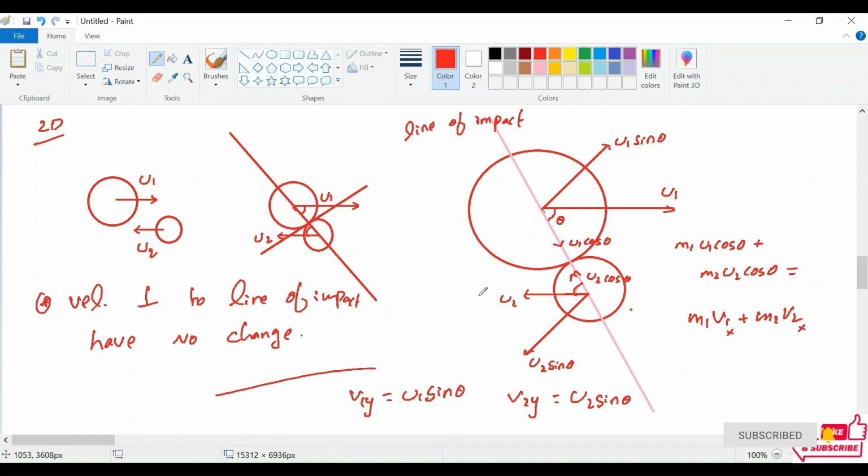So this is your 2D. Basically, on the line of impact, the velocities will change. Perpendicular to the line of impact, the velocities do not change. Clear?